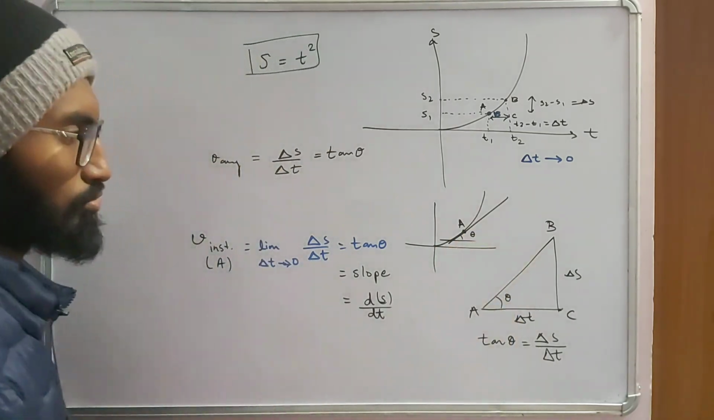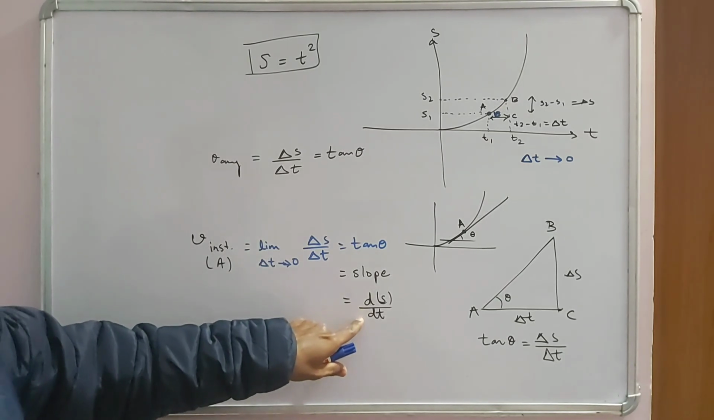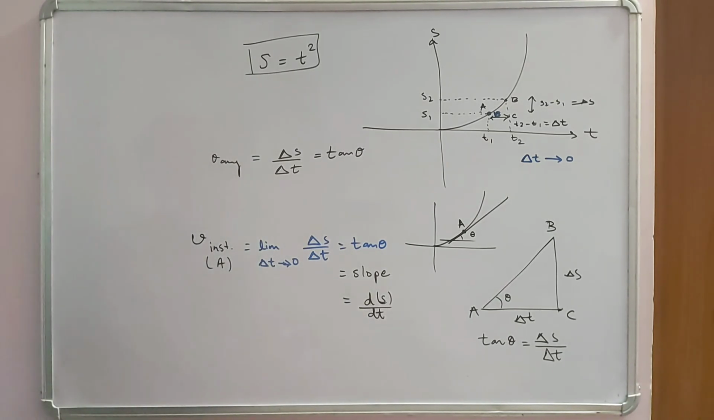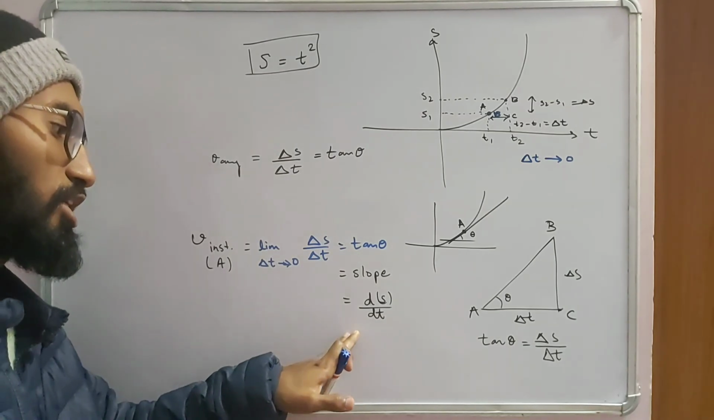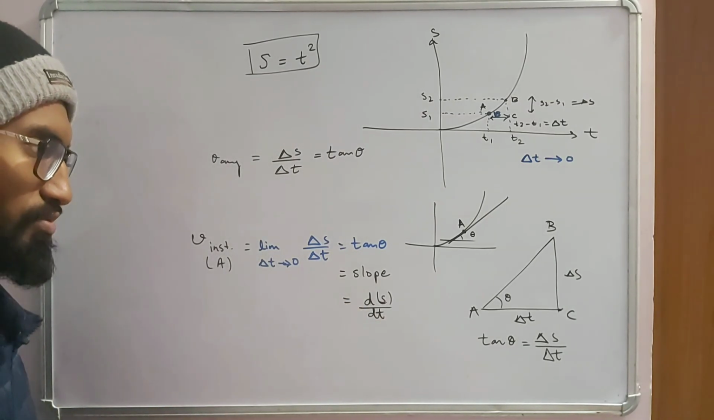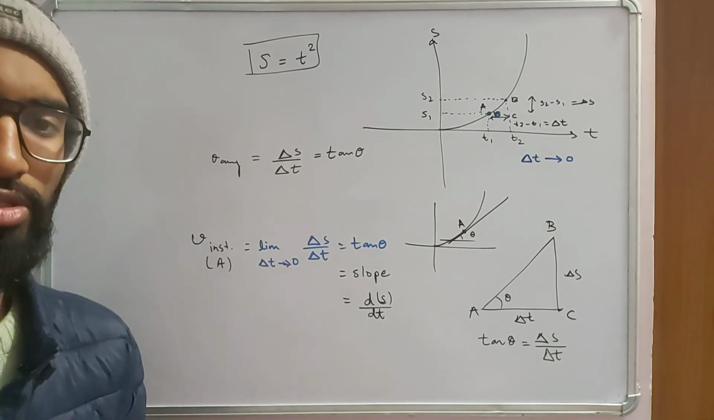This is theta. So tan theta will be equal to the slope of the tangent, and the slope of the tangent in calculus is given as ds by dt, the derivative of s with respect to t. So in order to calculate the instantaneous velocity at any point, you have to differentiate the given curve. So these were the things we wanted to discuss in the concept of average speed and average velocity. See you later.